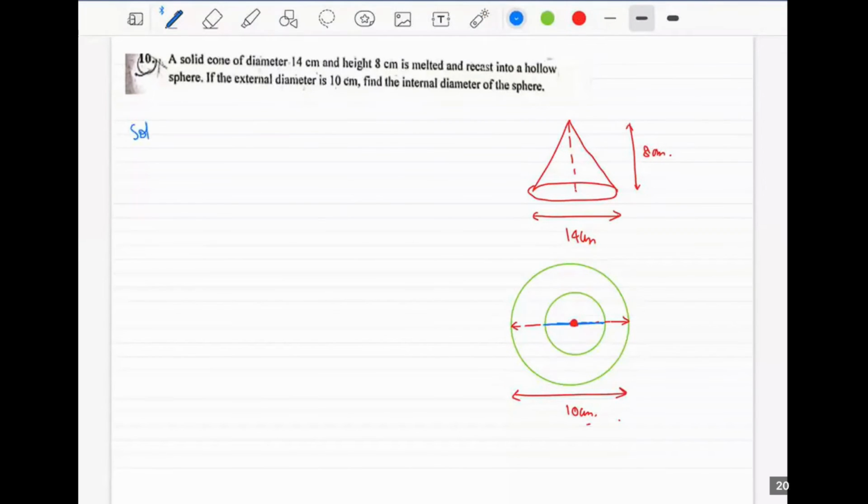Start the solution. First of all, what is given? A cone is given. For the cone, we need the height and the radius. Height is how much? 8 centimeters. Radius is not given, but the diameter is given as 14. We want the radius, so radius will be diameter divided by 2. Diameter is 14 divided by 2, so we have got 7 centimeters. Okay, then let's find out the volume.